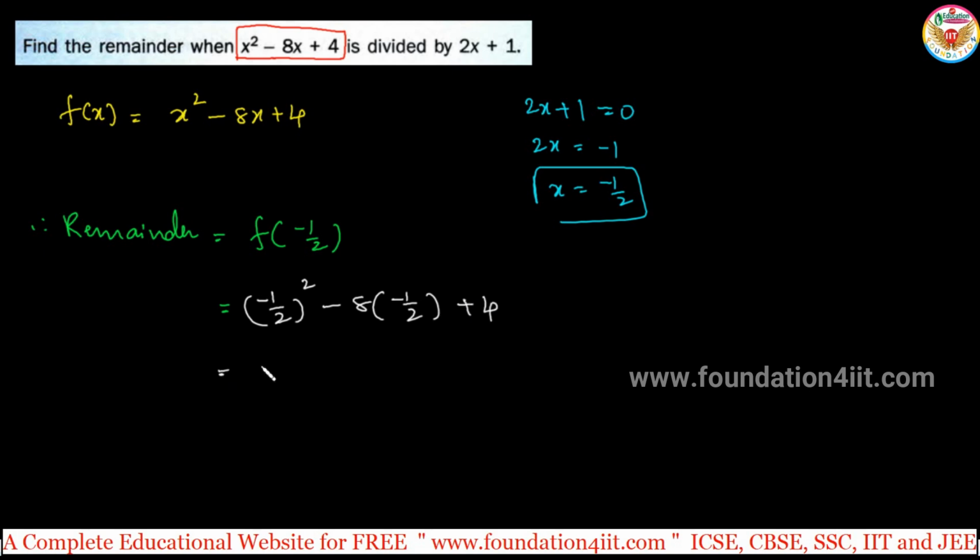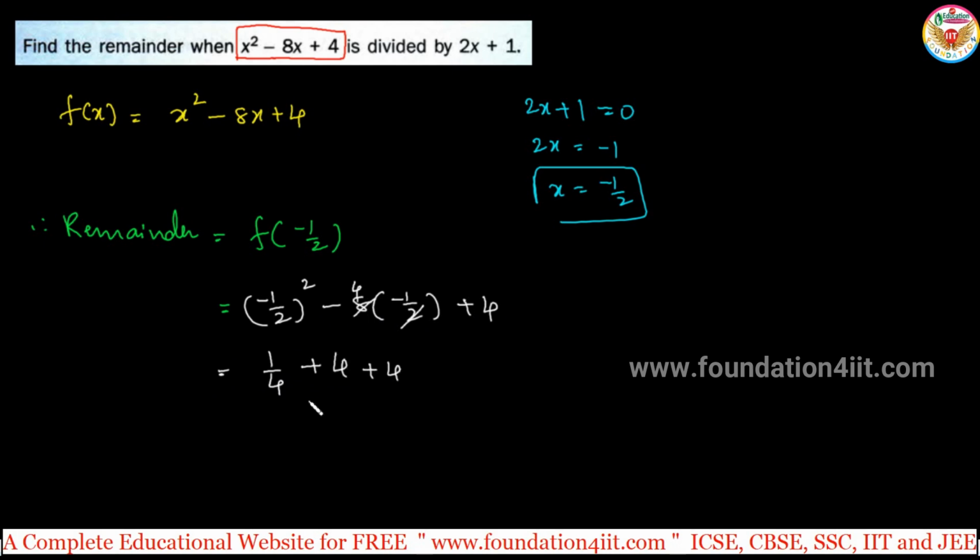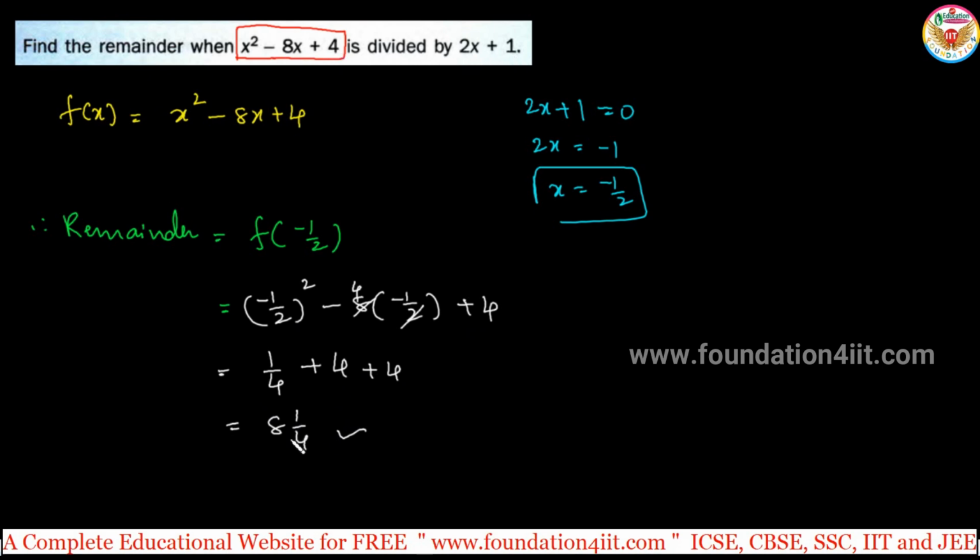We just simplify this. Minus 1 by 2 whole square is plus 1 by 4. Minus into minus is plus, you can cancel 2 and 4, plus 4 and plus 4. 4 plus 4 is 8 plus 1 by 4. So 8 1 by 4 you can write in terms of a mixed fraction. Right. So find the remainder when x square minus 8x plus 4 is divided by 2x plus 1. The answer is the remainder is 8 1 by 4.